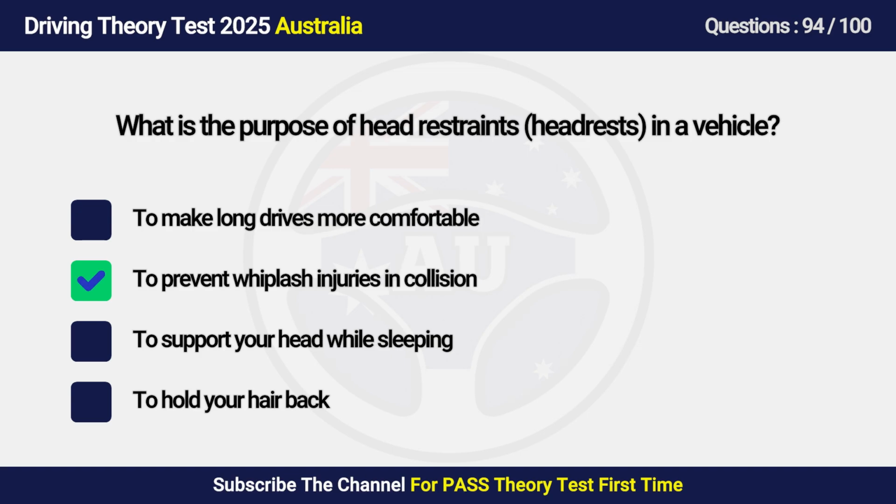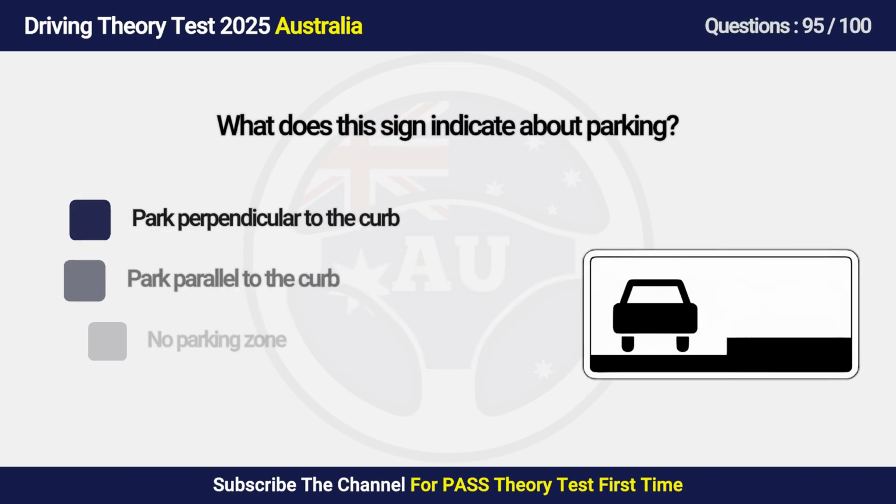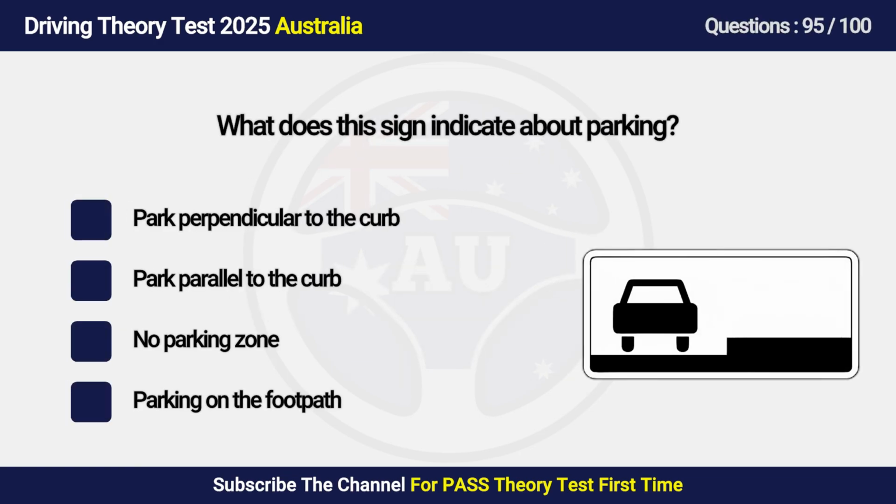Answer is B. To prevent whiplash in collision. Properly adjusted head restraints are a critical safety feature designed to support your head and neck, preventing whiplash in collisions. Question 95. What does this sign indicate about parking? A. Park perpendicular to the curb. B. Park parallel to the curb. C. No parking zone. D. Parking on the footpath.